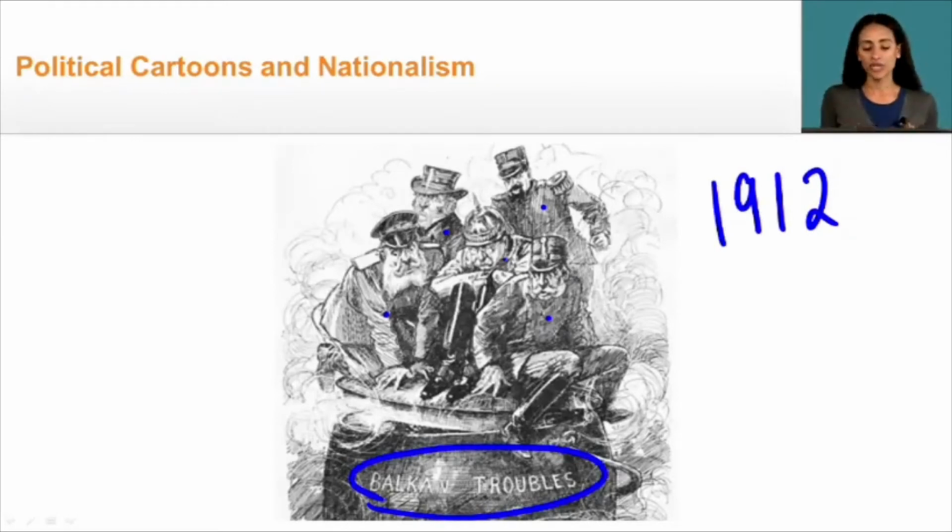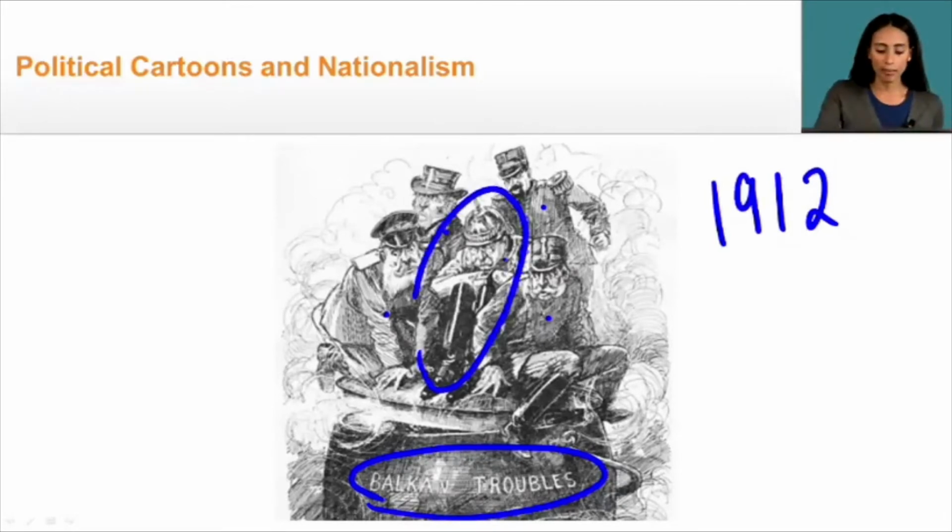So essentially what this is showing us is that these leaders, these powerful countries in Europe are trying their best to keep the lid on these troubles in the Balkans, but they're not having a lot of luck. Those troubles are just growing and growing and growing. And particularly, we want to point out the gentleman that's right in the middle with the pointed hat on. That's the Kaiser of Germany. And we want to keep this hat in mind because we're going to get another look at it later on in the lesson.